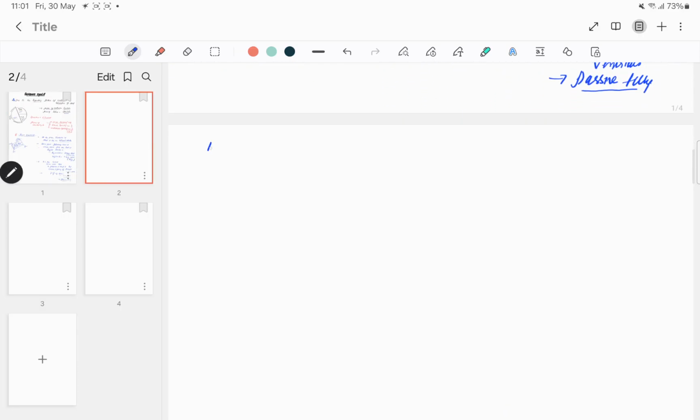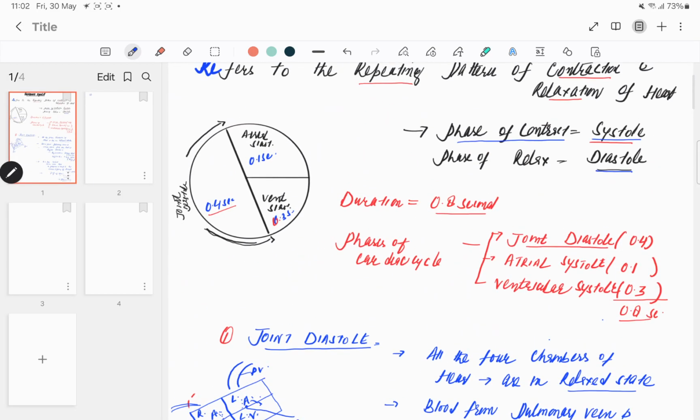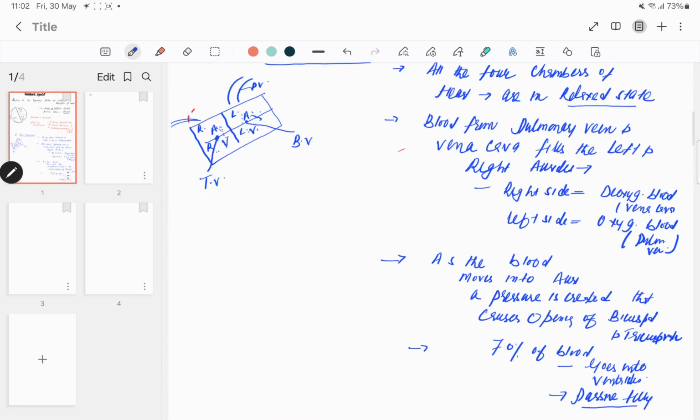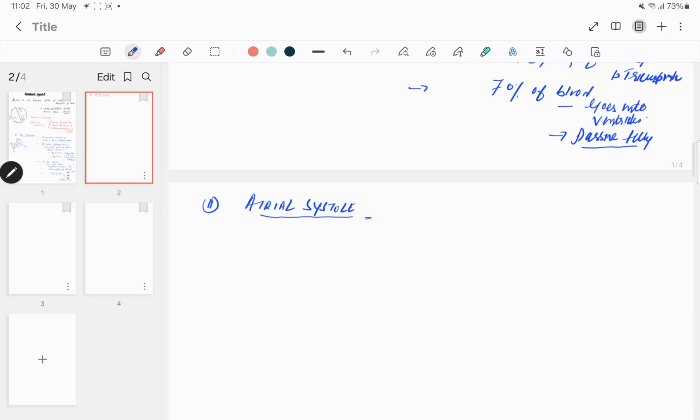Now, after the completion of joint diastole, another phase starts. Now this got completed, and it will go into the atrial systole. What happens in atrial systole? Listen, look here, dear students.